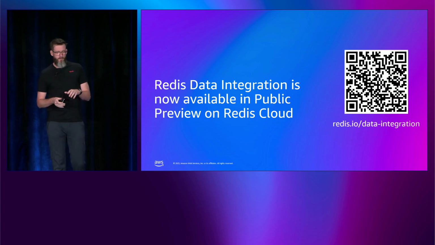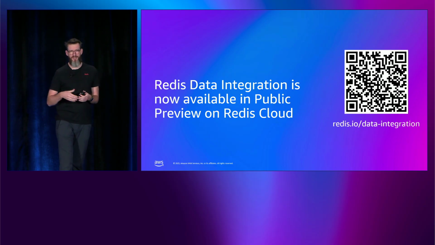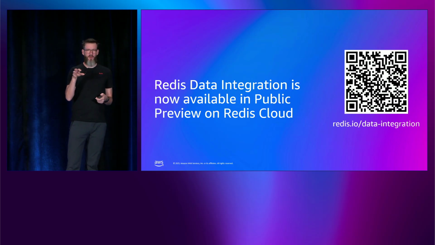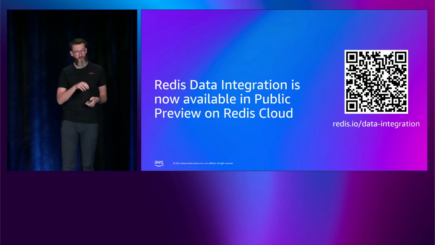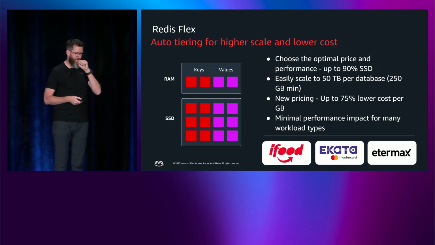When Salvatore created Redis, the bandwidth of memory was about 10,000 megabytes per second. And nowadays, NVMe storage is 16,000 megabytes per second. So the architectural principles, the design principles that he used for creating Redis 15, 16 years ago, are no longer valid. So what we created is Redis Flex.